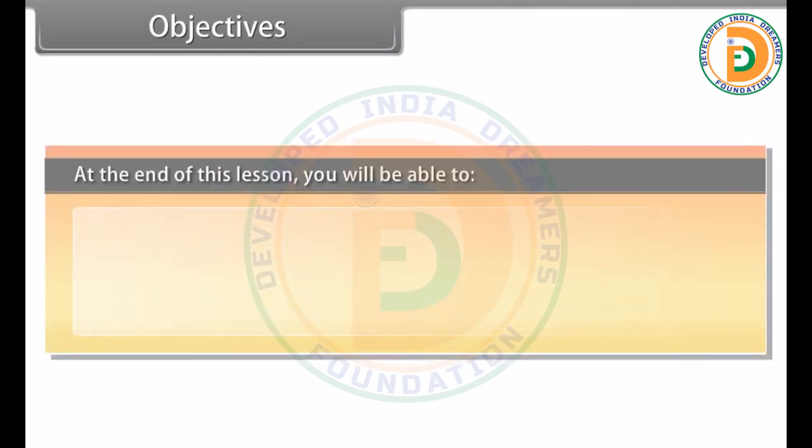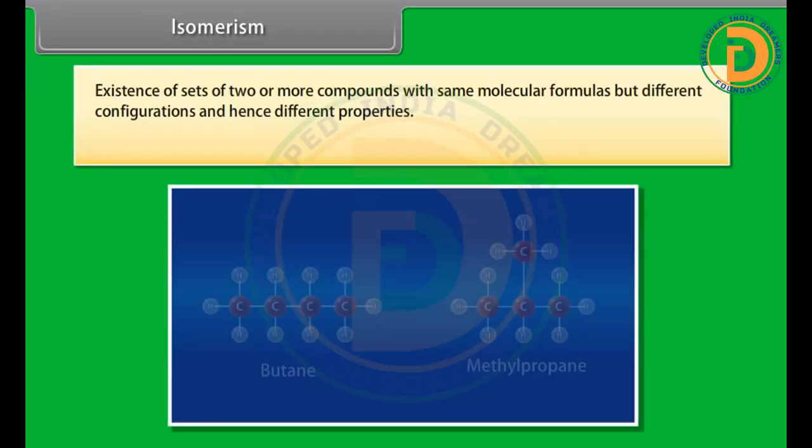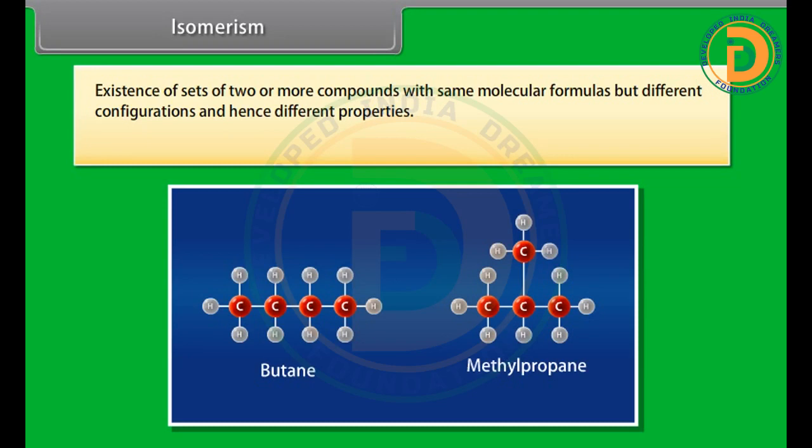At the end of this lesson, you will be able to describe isomerism and its types, and explain fundamental concepts in organic reaction mechanism. Isomerism. Existence of sets of two or more compounds with same molecular formulas but different configurations and hence different properties. The compounds are called isomers.